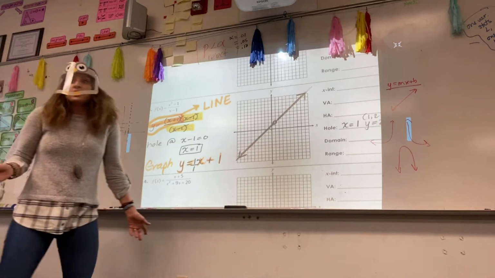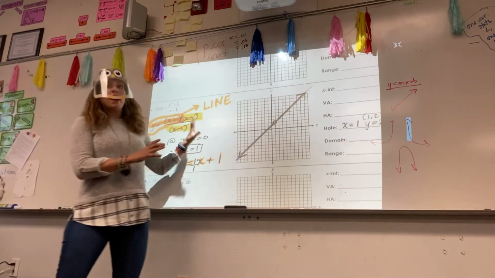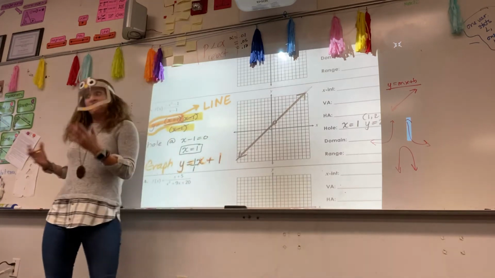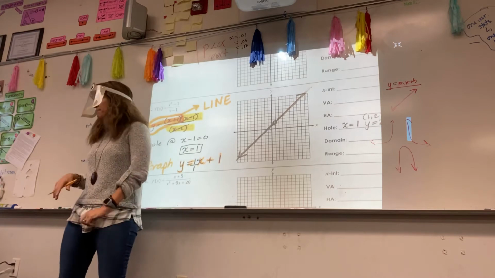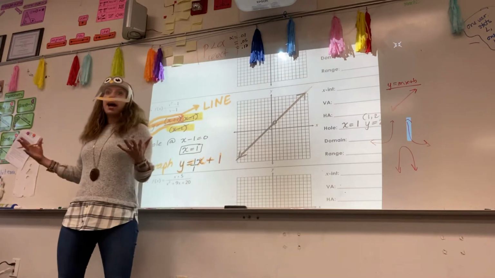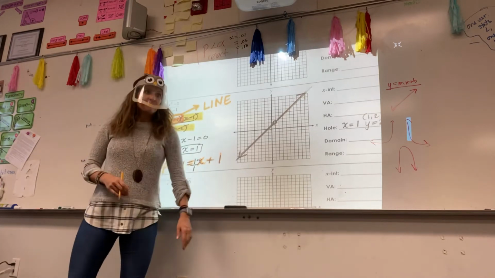So there's a hole in the graph, okay? There's a hole in the graph. So that's how you graph this style. There's about 5 different styles, and we're going to cover about 2 or 3 of them today. That's one of them. What happens? I factor, I cancel because I have a hole, I'm left with a line, okay?